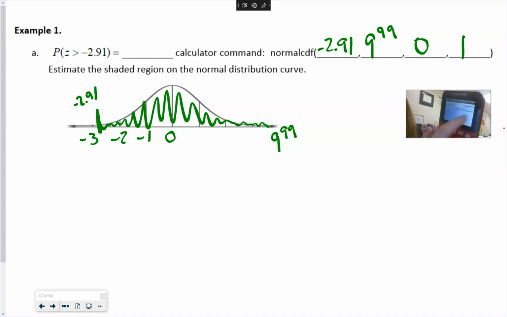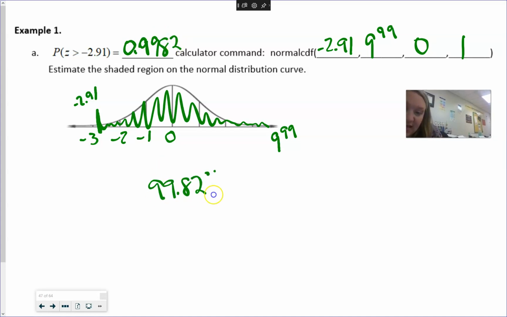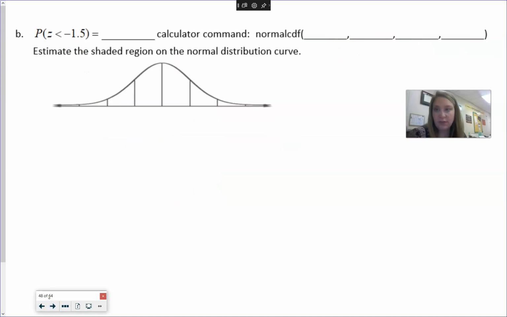If you're using an older calculator, this is what you should type into your window with your commas. So beginning z-score, end z-score, then 0, 1, push enter, and it tells me 0.9982. So this is about 99.82%. Makes sense, right? We almost shaded the entire curve. So that makes sense. All right, let's do another one.